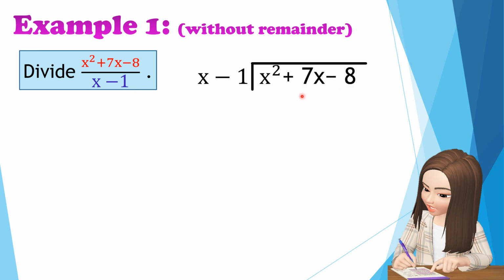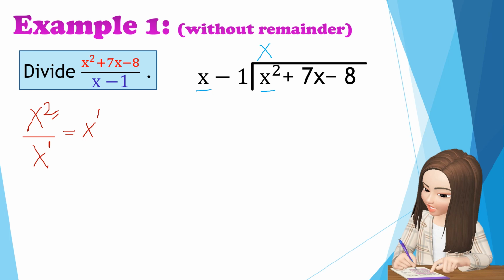We are now ready to divide. Divide the first term of the dividend by the first term of the divisor. So we have x squared divided by x. Since x squared and x have the same base, let's copy x and then subtract the exponent 2 by the invisible 1 here. So 2 minus 1, that is 1. So the answer for x squared divided by x is x.